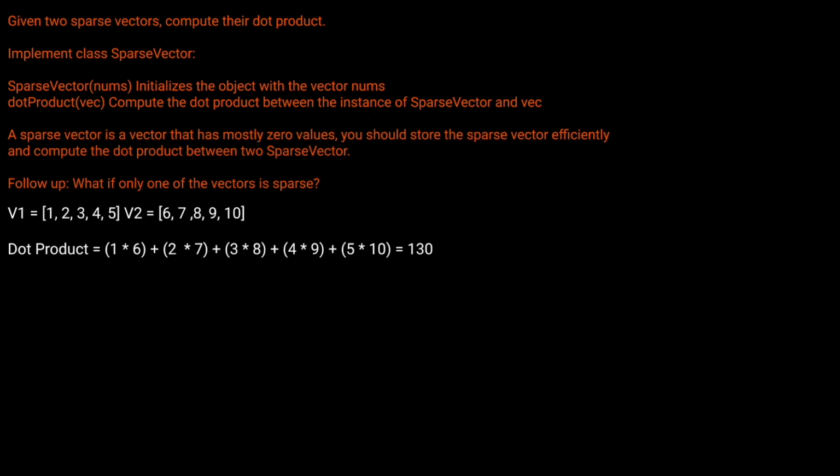Given two sparse vectors, compute their dot product. Implement the sparse vector class. SparseVector will take nums and initialize the object with the vector nums. It also has a method dotProduct, which will compute the dot product between the instance of SparseVector and vec. A sparse vector is a vector that has mostly zero values, and you should store the sparse vector efficiently and compute the dot product between the two sparse vectors. Follow up: what if only one of the vectors is sparse?